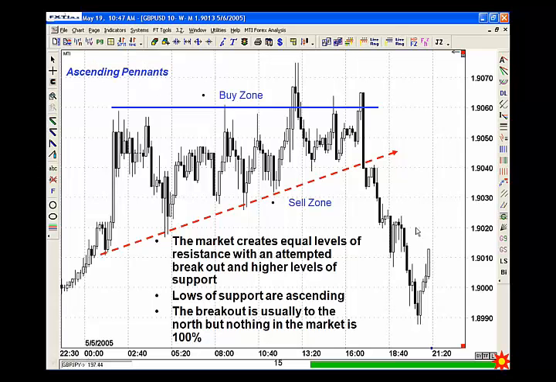Because look at here, an ascending pennant, and it broke to the south. Okay, so it's very important. The market creates equal levels of resistance. The lows of support are ascending. This was an ascending pennant. The market usually breaks to the north, but nothing in the market is 100%. That's why we got to follow the rules.